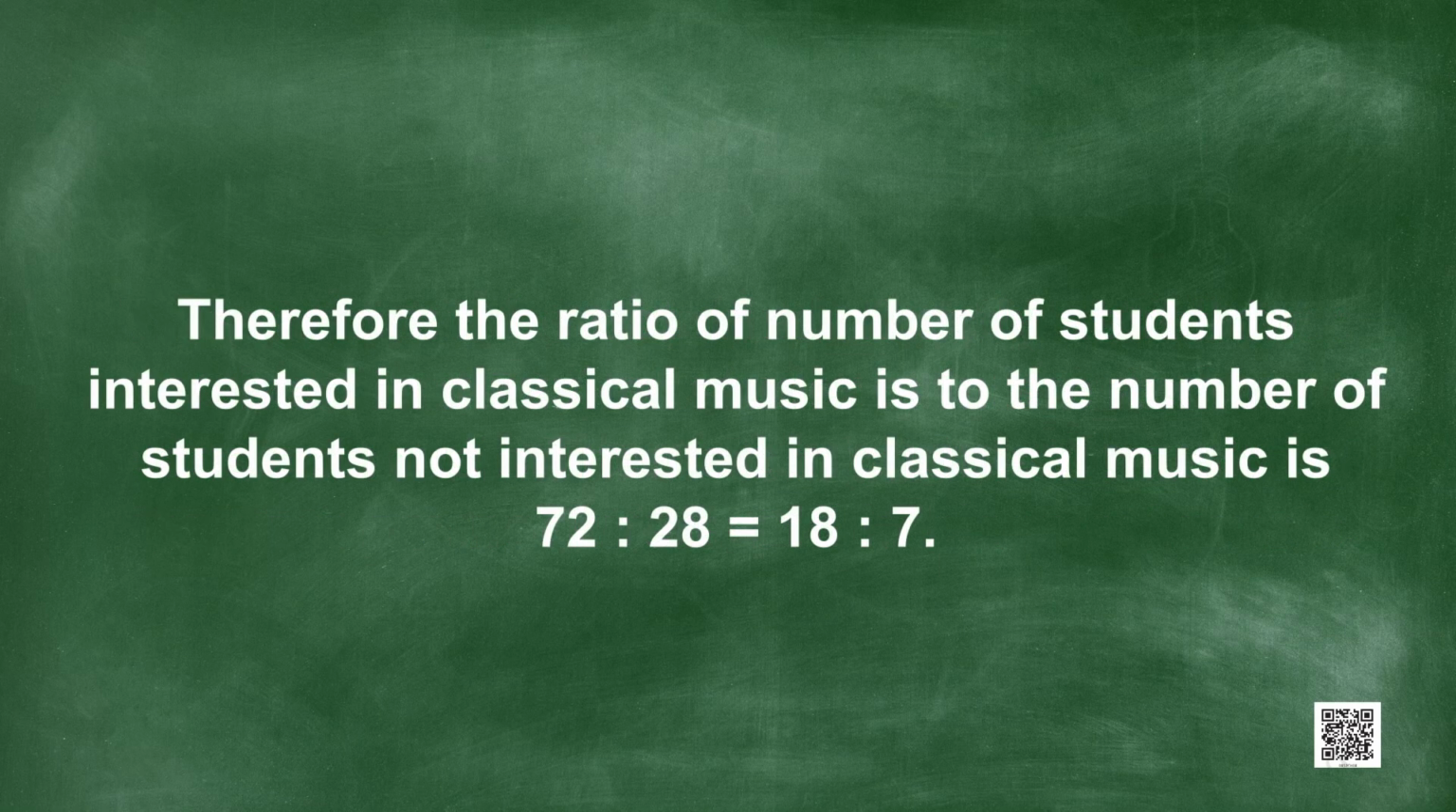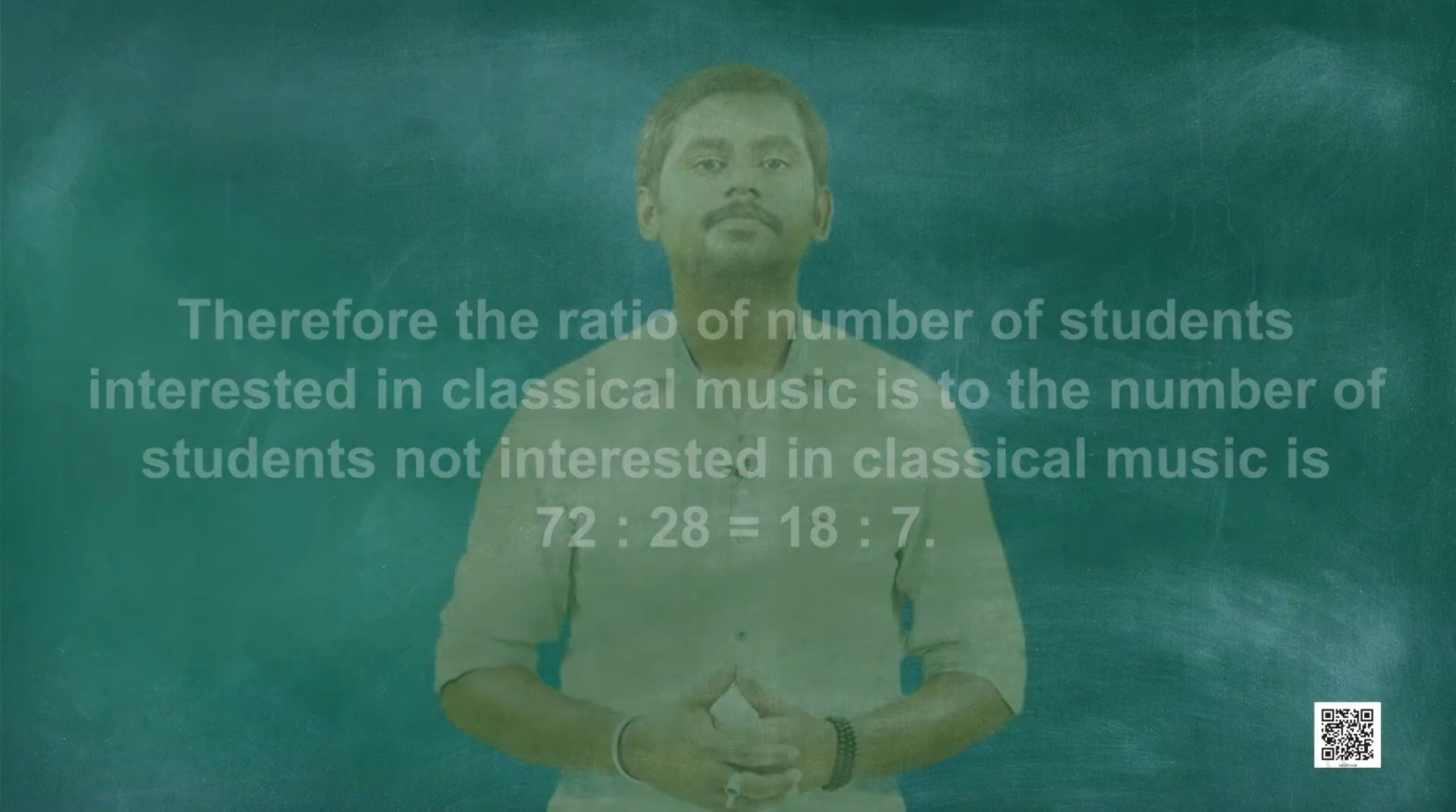Therefore, the ratio of number of students interested in classical music to number of students not interested in classical music is 72:28, which is nothing but 72 divided by 28. Upon simplification, we get 18 by 7, that is equal to 18:7.